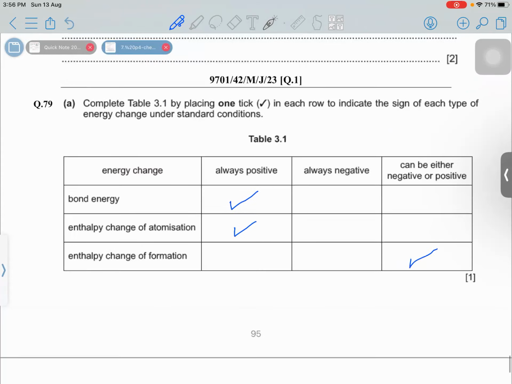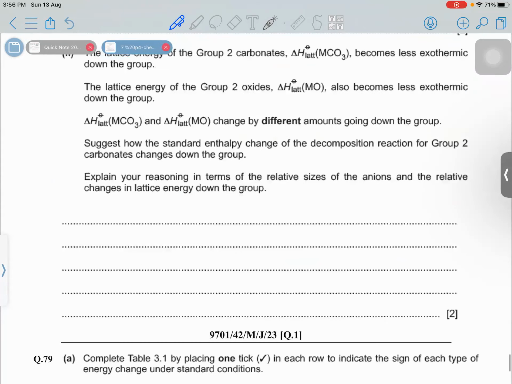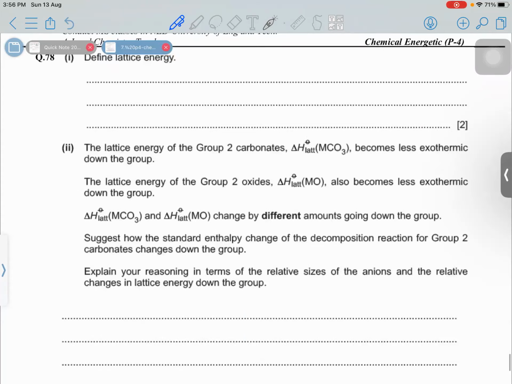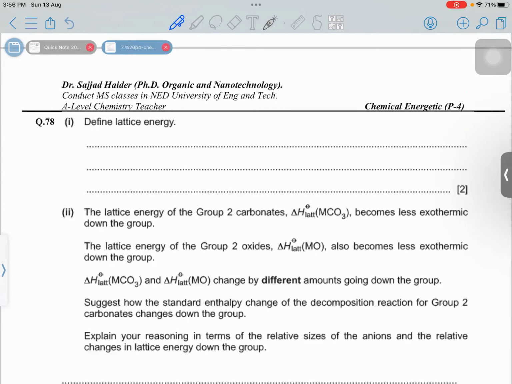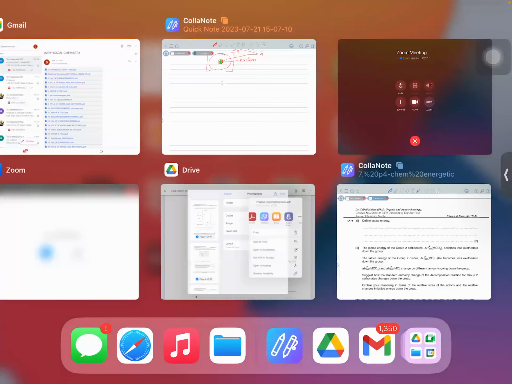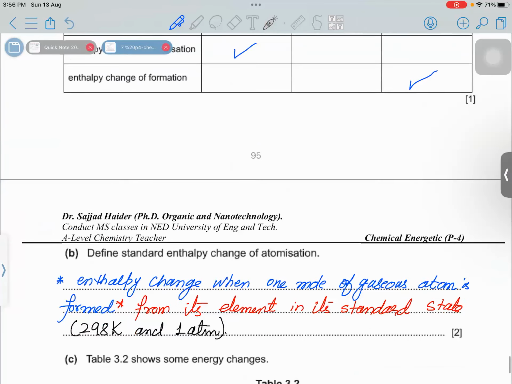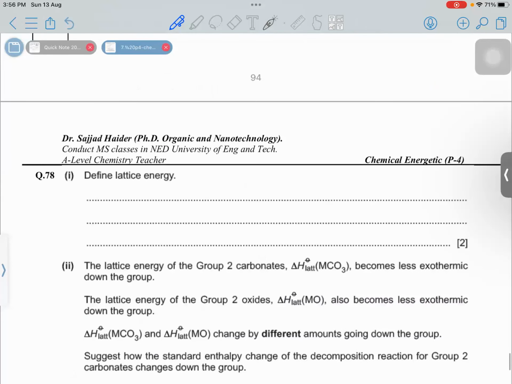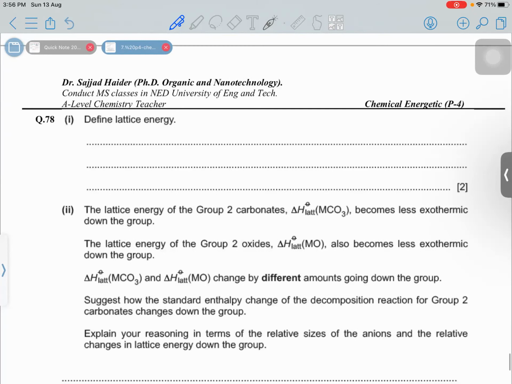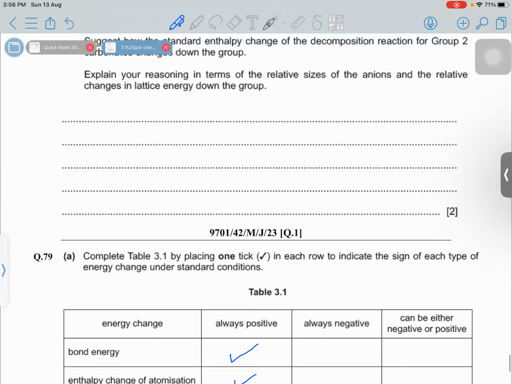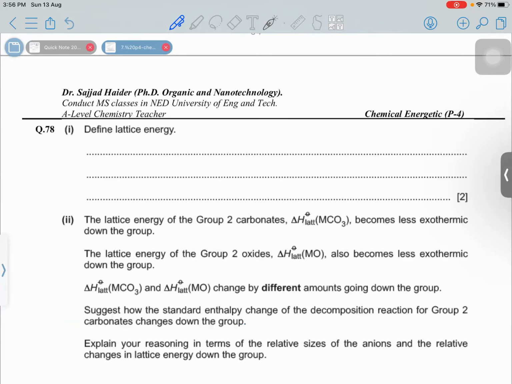Now this one is May June variant 23, question number 1. Define lattice energy. So enthalpy change when 1 mole of ionic compound, 1 mole of solid compound is formed from gaseous ions under standard conditions. Okay. So this is 9701 for the question number 1, right? Yes. What is lattice energy? Can you repeat it again?